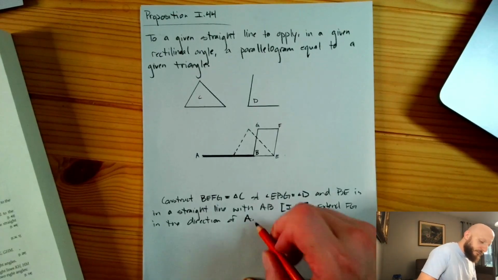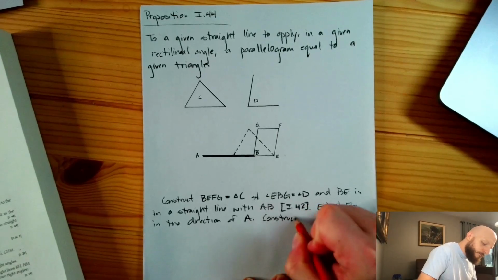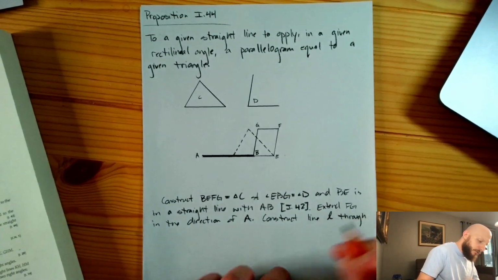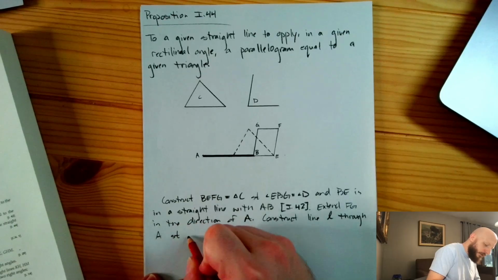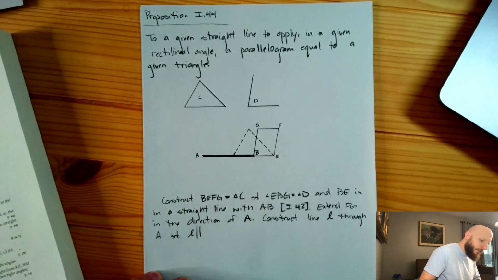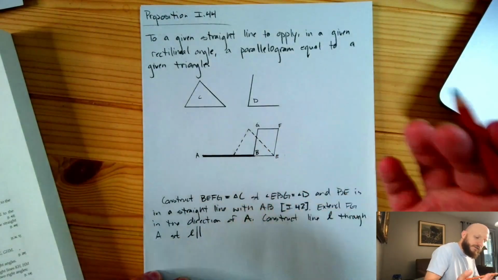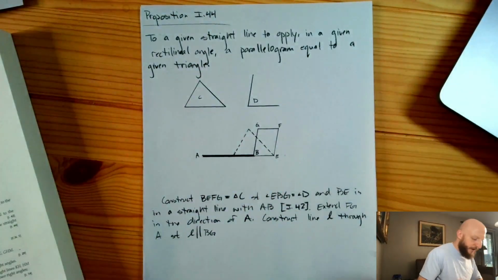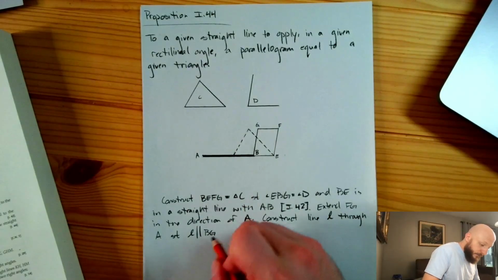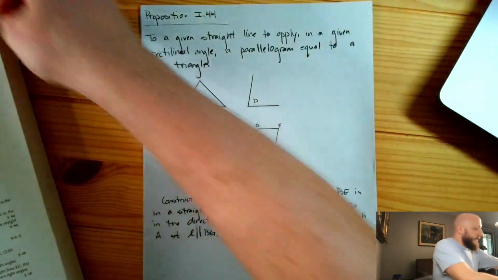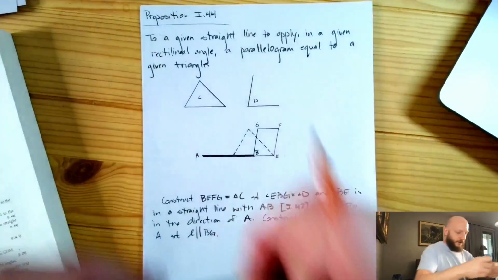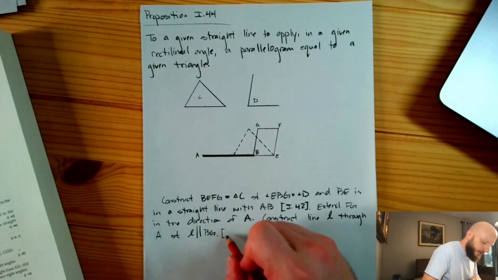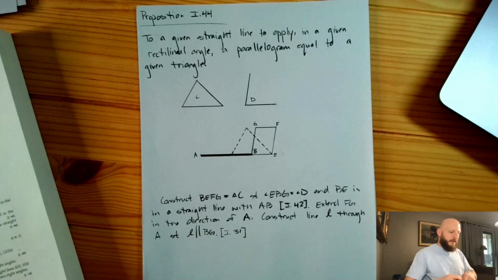And then the second piece would be to construct line L through A such that L is parallel to, I'll say, either one, BG or EF. They're both parallel, so it doesn't matter. Construct the line through A, and then H is going to be the intersection of those lines. So, which proposition was it? Prop 31 that allows us to make these parallel lines.